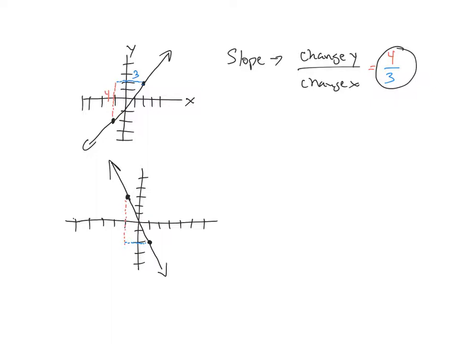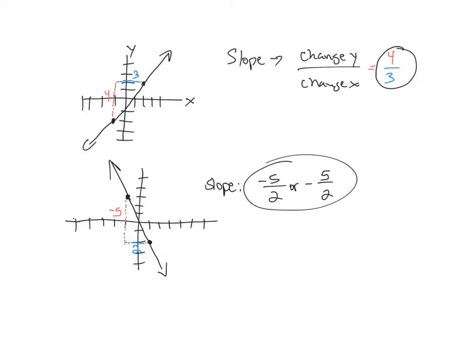So what did I do to go down? I went down 1, 2, 3, 4, 5. And if I go down, that's a negative direction, so I would put -5. And then I go to the right 1, 2 spaces. So the slope is -5 over 2. You could put the negative out in the front. Either one is fine. So change in y over change in x.